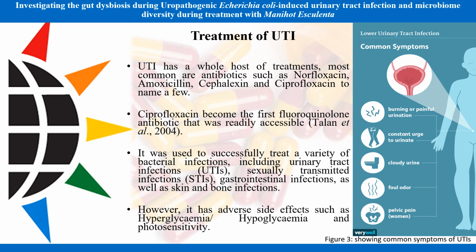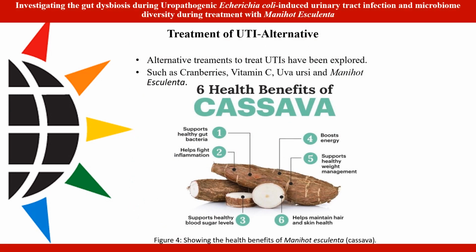Ciprofloxacin was among the first to be highly or readily accessible, and it was widely successful in treating a variety of bacterial infections, ranging from UTI, sexually transmitted infections, all the way to gastrointestinal infections. However, it does have side effects such as hyperglycemia and hypoglycemia, and also photosensitivity. In the never-ending battle to try and control the prevalence of UTIs, alternative methods of treatment have been explored. Treatments such as cranberries, vitamin C, and Manihot esculenta.